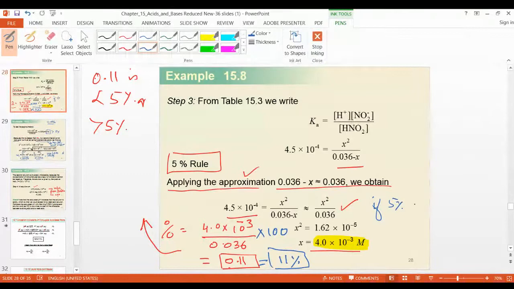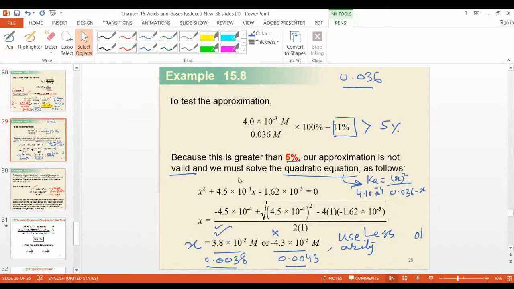If the concentration X percent is less than 5%, then you will directly use this X value and calculate pH. If it is greater than 5%, then you have to use the quadratic equation. Then whatever positive value you get, use that in calculating the pH value.